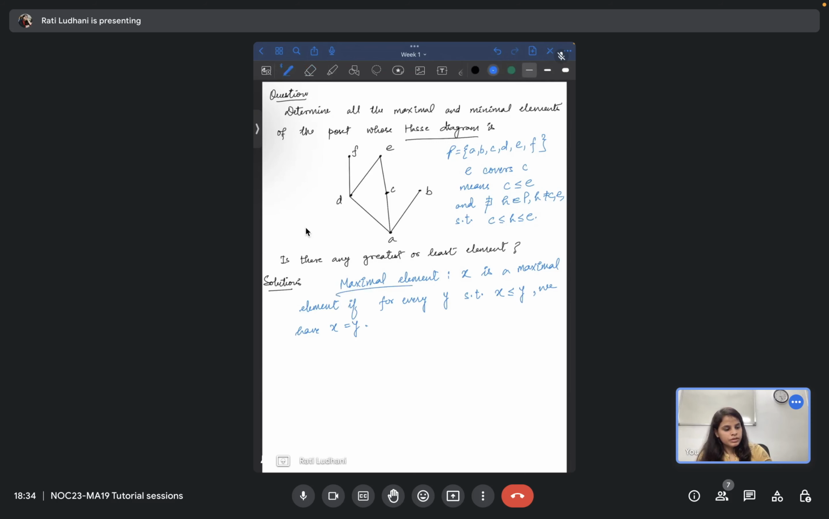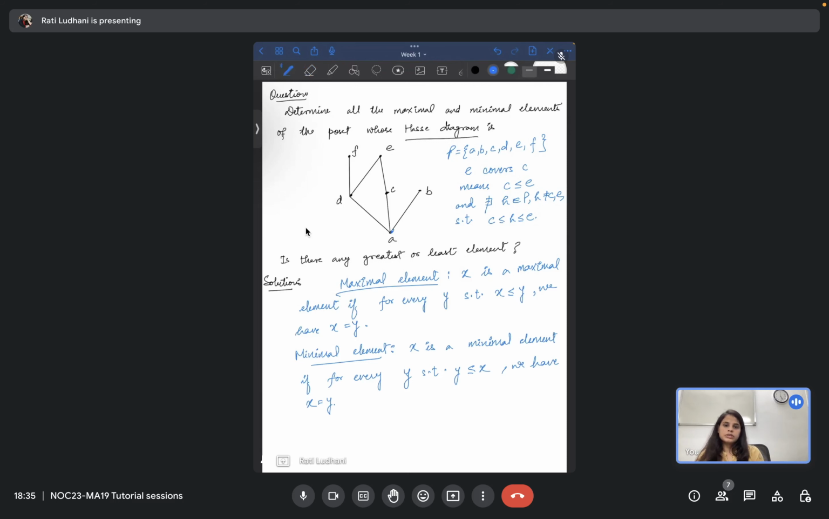Similarly, x is a minimal element if for every y such that y is less than or equal to x, we have x is equal to y. If you have any doubt, just stop me and ask. So if there is any element staying down from this element, so you have x and y in your Hesse diagram, then these two elements have to be equal.